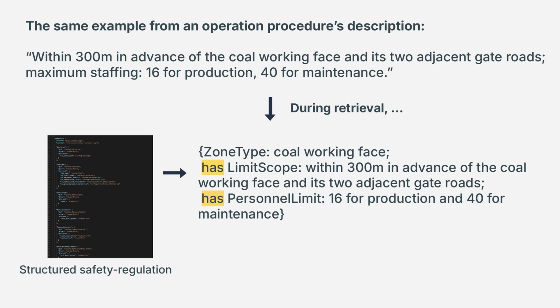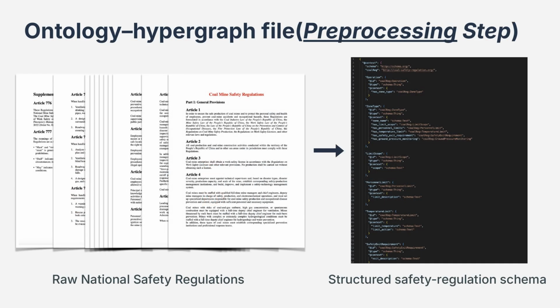Then to show more clarity, during retrieval we let the structured safety regulation be flattened into this form, and this will be the foundation of our matching for the compliance part. Here is the whole pre-processing step, in which we convert the raw national safety regulations to the structured safety regulation schema. Now we move to the next part, which is the design of our SafeMine AI.